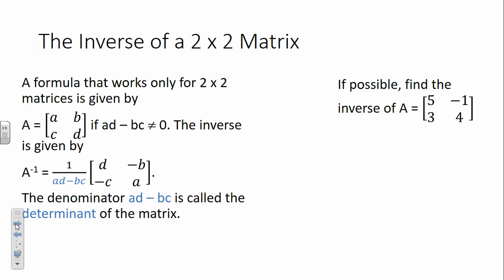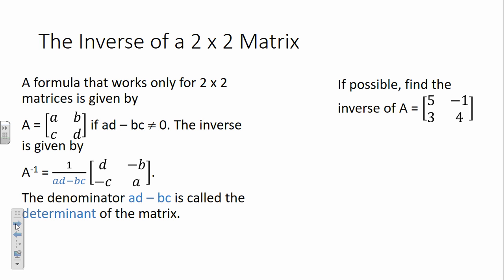Now, the reason it can't be equal to 0 is because it's going in the denominator of a fraction, right? We can never ever divide by 0. If we're trying to divide by 0, that means the matrix does not have an inverse. There is no matrix that you can multiply by it to get the identity back. Okay? Now, this AD minus BC is called the determinant of a matrix, and we'll learn more about that on Friday. Okay?